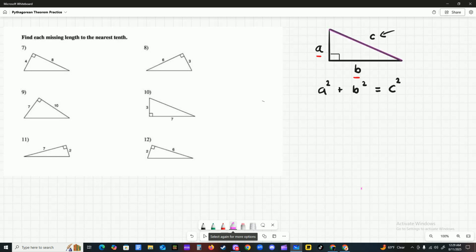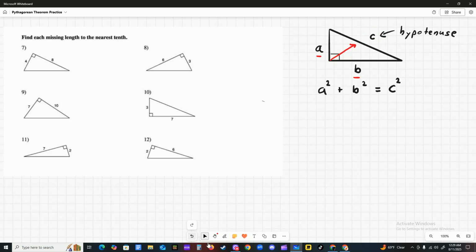It has a special name. It's called the hypotenuse. All right? And you can find the hypotenuse by locating where the right angle is and going across it. That's always going to be the hypotenuse.